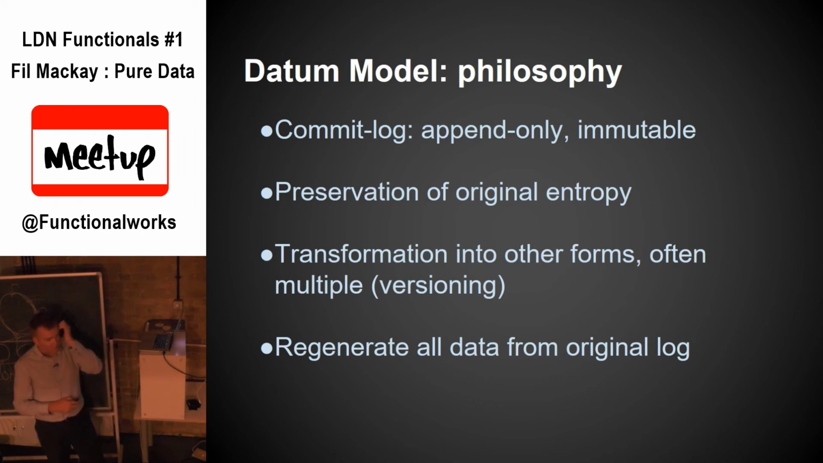So looking at the philosophy behind Datum, it's all about a commit log, append only. You can't actually change any data that you've posted to it before. We always preserve the original entropy that data came from, so it's in the original source form. We don't transform and then throw the original away. And we often transform it into lots of other forms. So you might have two versions of a data structure. We'll just transform them into both, and then when an older version gets deprecated, you can stop generating it.